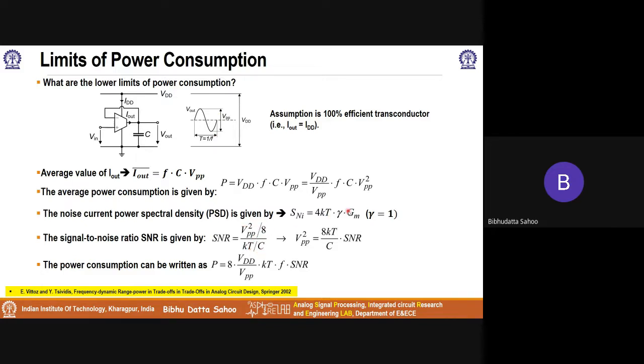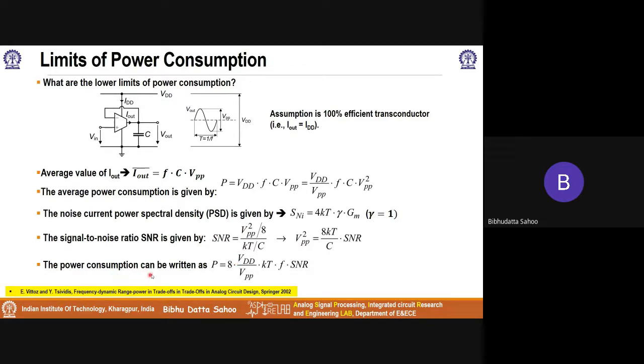The noise power, when we have this power spectral density and we are integrating onto the capacitor, the overall integrated noise power on the capacitor is kT over C. This is a well-known derivation. And therefore, this implies that the peak to peak swing square is given by 8 kT SNR by C.